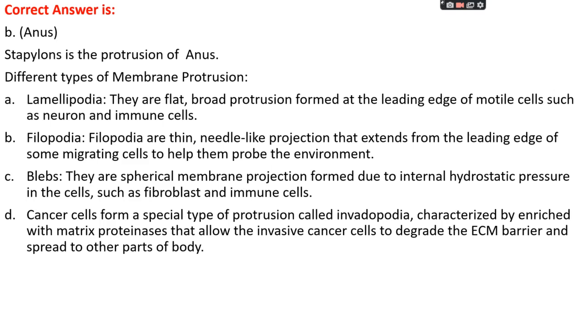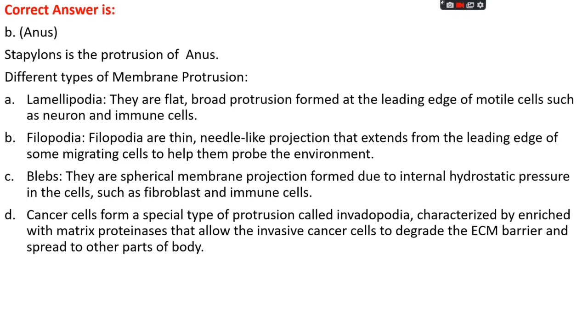Here we talk about different types of membrane protrusions, like lamellipodia. Lamellipodia is a flat, broad protrusion formed at the leading edge of motile cells, such as neurons and immune cells. Similarly, filopodia is thin compared to lamellipodia, a needle-like projection that also extends from the leading edge of some migrating cells and helps them probe the environment.